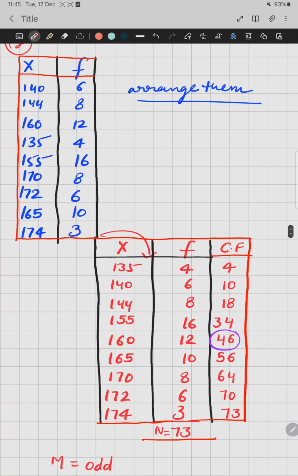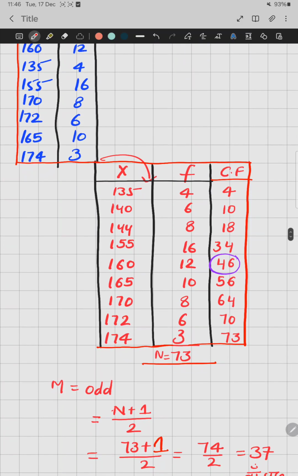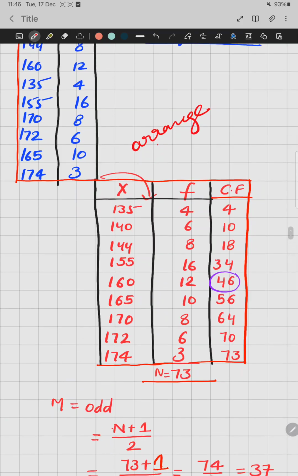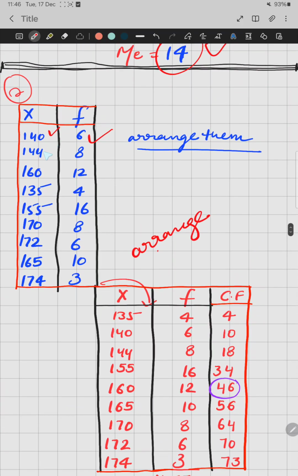Now another discrete series question is this, where the X value is given like this and the F value is given like this, 140, 144. Now you have to arrange them in ascending and descending order. What is the series? 140, 144, 160, 135, 155, 170, 172, 165 and 174. F values are 6, 8, 12, 4, 16, 8, 6, 10 and 3.